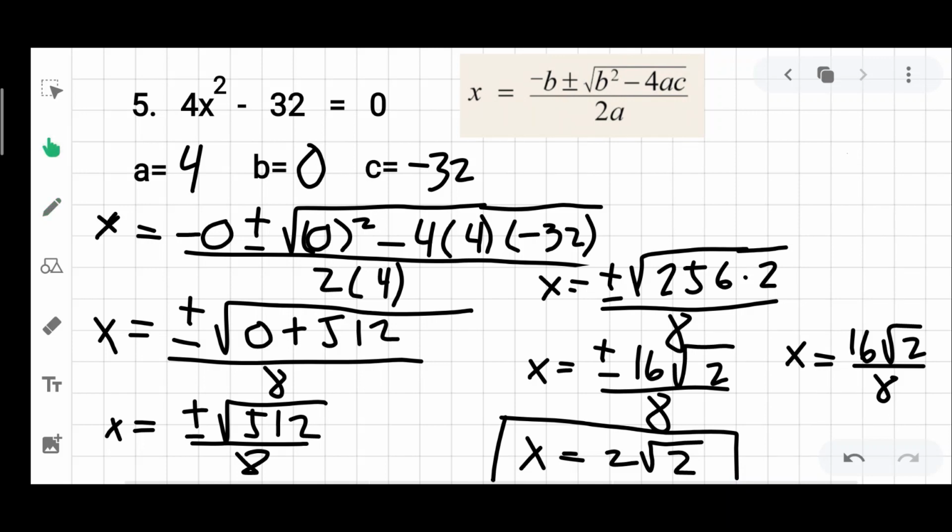So, ulitin ko ulit yung ginawa natin. 16 divide 8. The answer is 2. Then, copy square root of 2. Hindi ko na sinunod yung positive kasi automatic na tong plus. So, solve naman natin yung pangalawang solution.